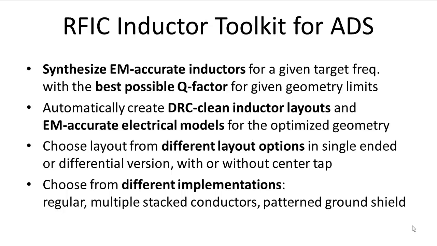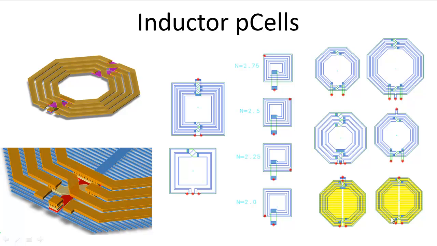You can choose from different layout options, single-ended or differential with or without center tap. We'll see that in the next slide. For the inductor shapes, we have different choices. We have symmetric octagon, which typically has higher Q factor than the symmetric square, but you can choose from these two. We also have stacked metal, we have patterned ground shield, and we also have asymmetric square inductor with all the different field line orientations.